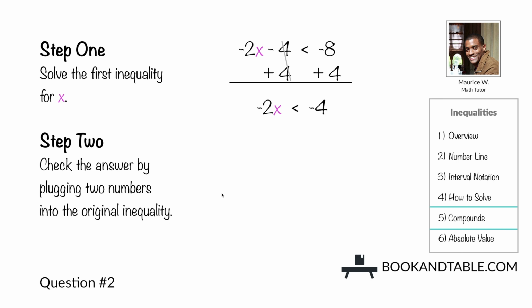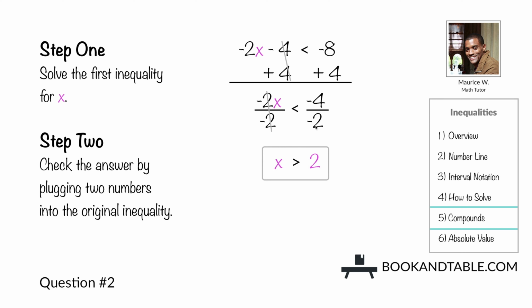Question number 2, step 1, solve the first inequality for x. So we start off by adding 4 to both sides, leaving us with negative 2x on the left side. Negative 8 plus 4 is negative 4 on the right side. We want to remove the coefficient negative 2, so we divide both sides by negative 2, leaving us with x on one side. Negative 4 divided by negative 2 is 2.